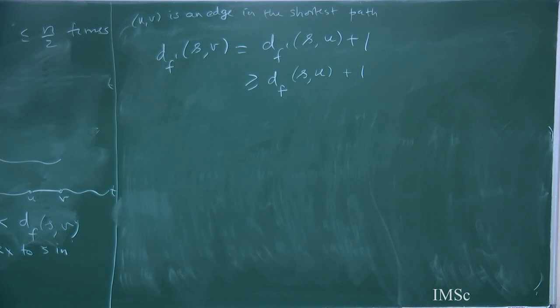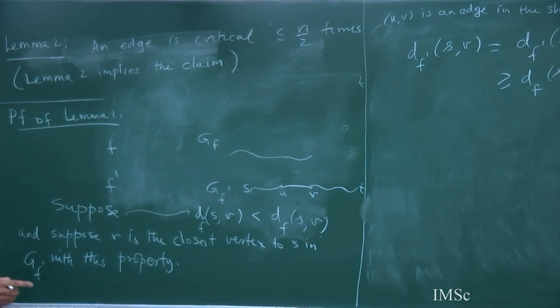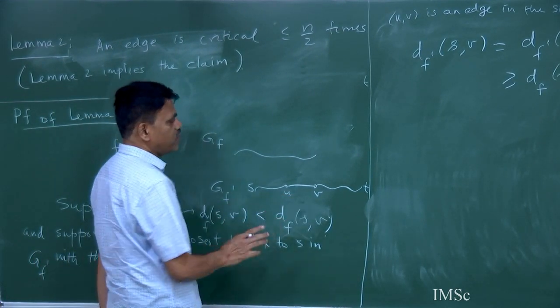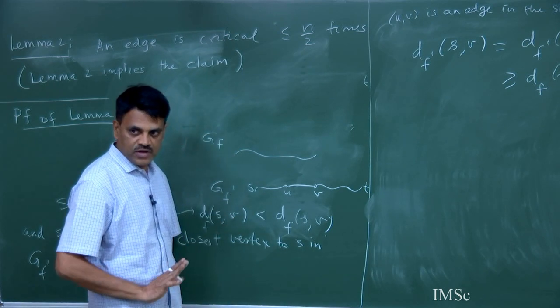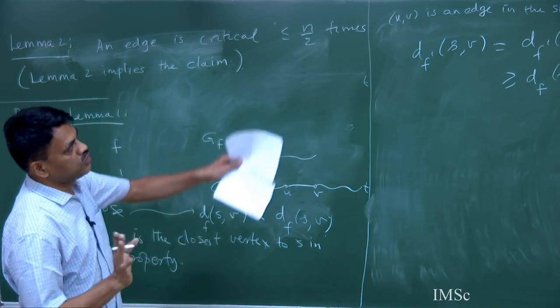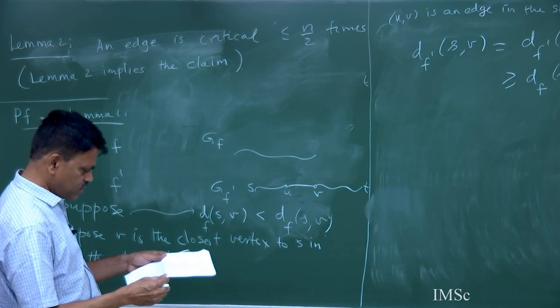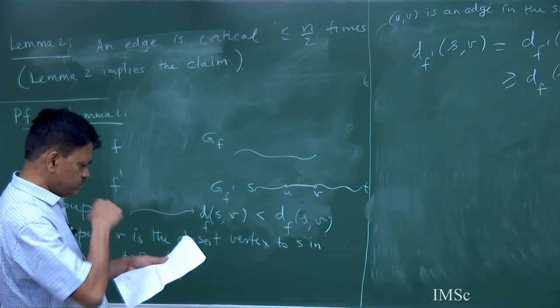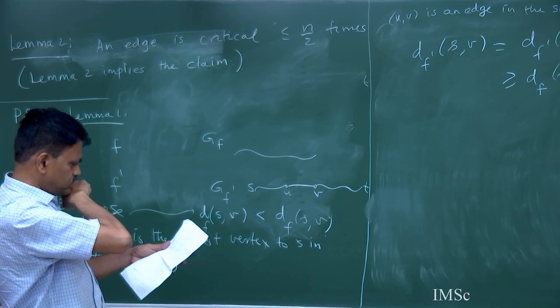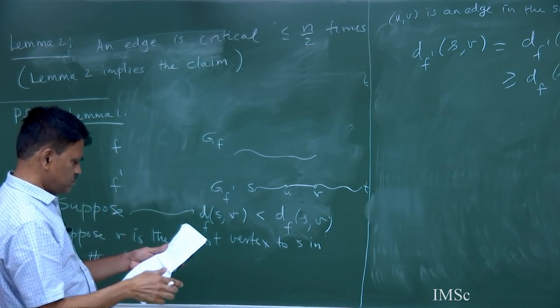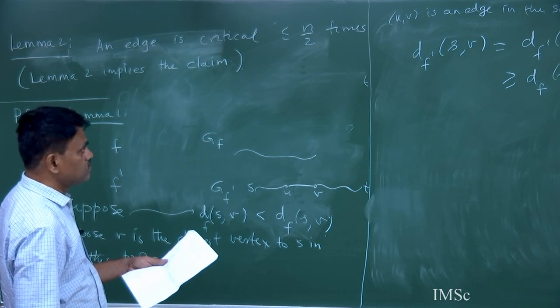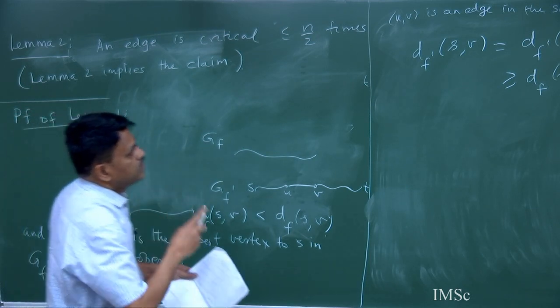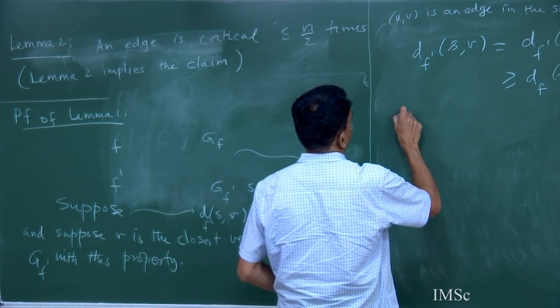So why is df prime SU greater than or equal to df SU? Because the assumption is that V is the closest vertex to S where this violation happens. So which means for U the violation does not happen, so for U the claim is true. So let me capture that. The subclaim.